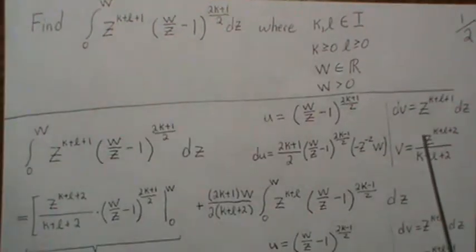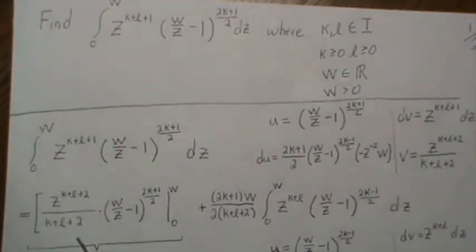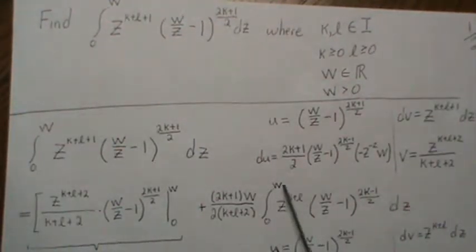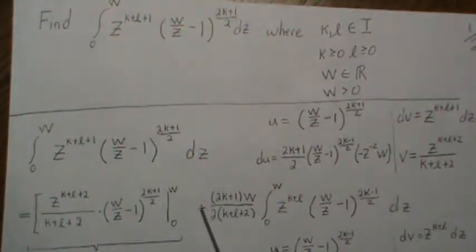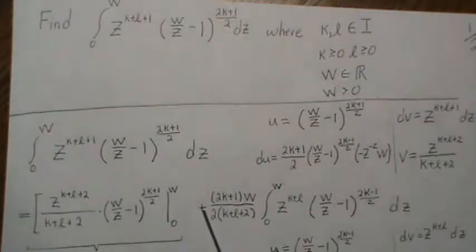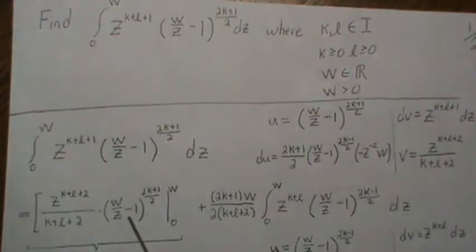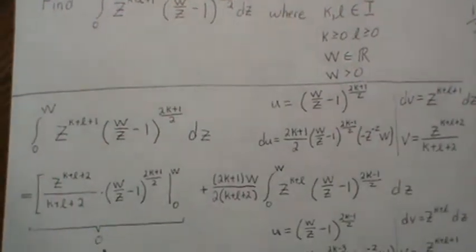Then what follows next is you take u times v, and that's what this is, and then v du, and that's what this is. Now notice it's usually a minus here, but this minus, when we take the derivative, changes that to a plus. Now here, when we stick in w for z, we get 1 minus 1, which is 0, which makes this 0. And if we plug in 0 here, it goes to 0. So this whole thing is 0.